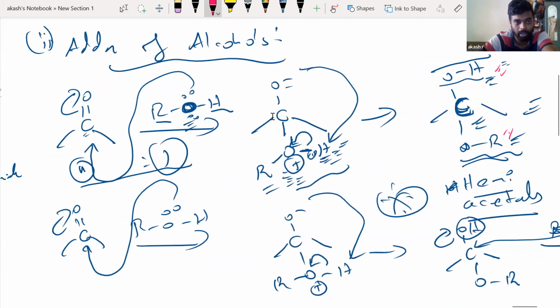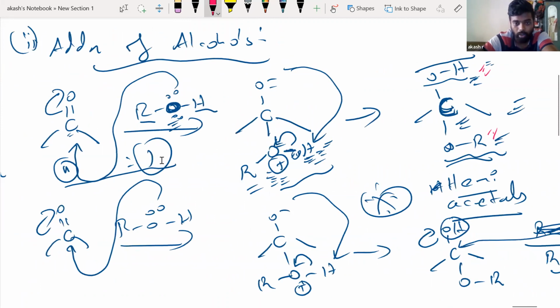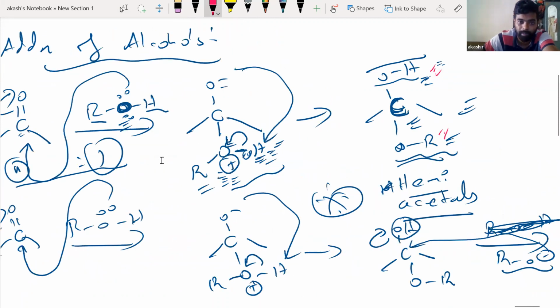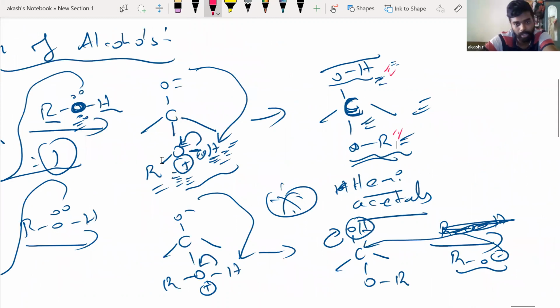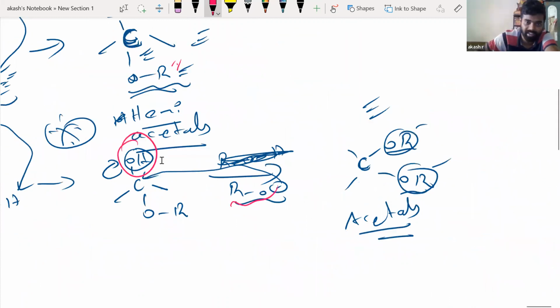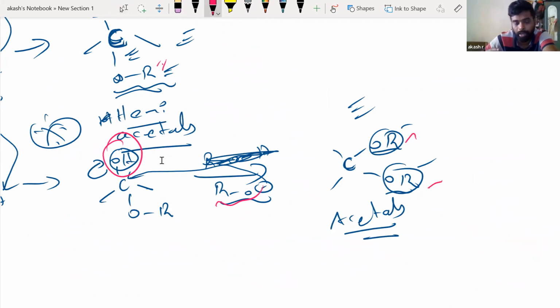But if the alcohol is in excess, you are again going to replace this OH also with RO minus. That is, acetal formation will happen. The same carbon atom will have two OR groups, and that is called an acetal. Hemiacetal, acetal. Fine.